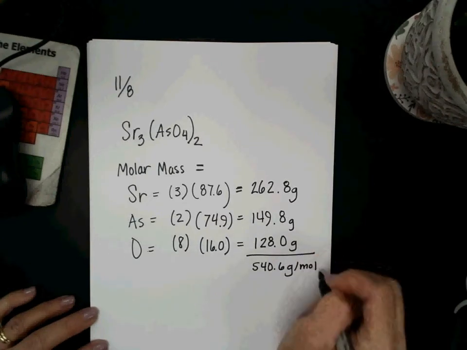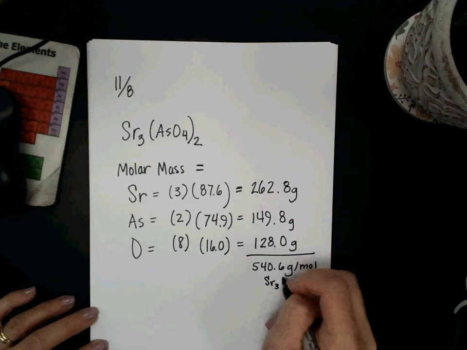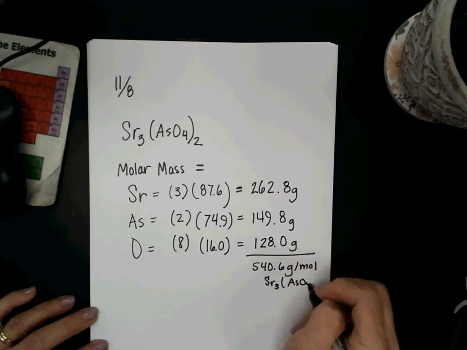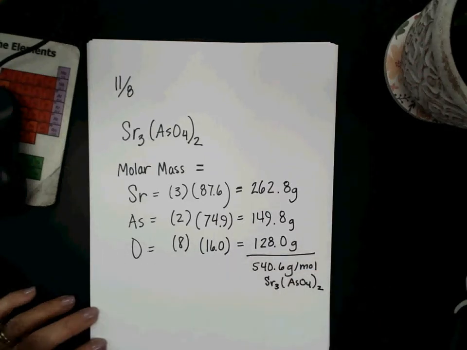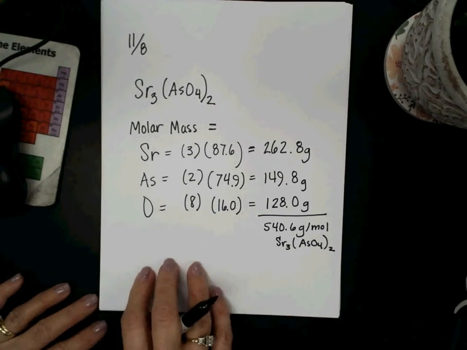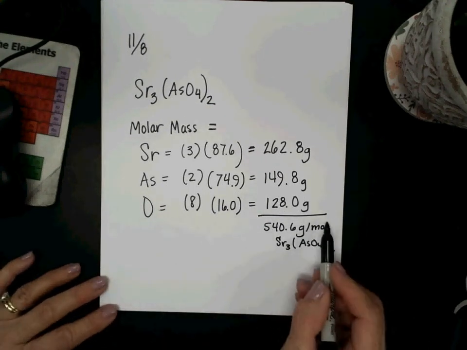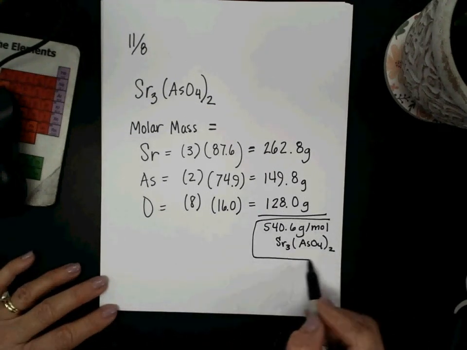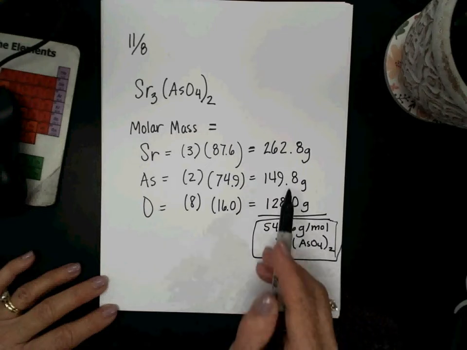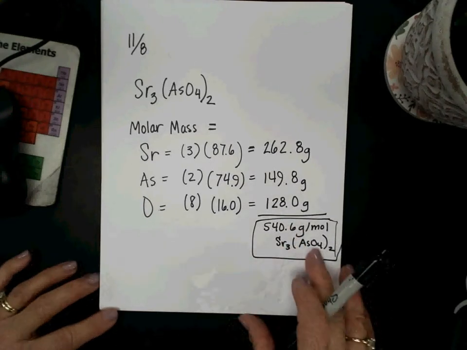And I would also have to write Sr3(AsO4)2 if I wanted full credit. It's a really good idea, if you're doing this on a quiz, to go ahead and box it off. But it's a really good idea to keep track of them individually as well.